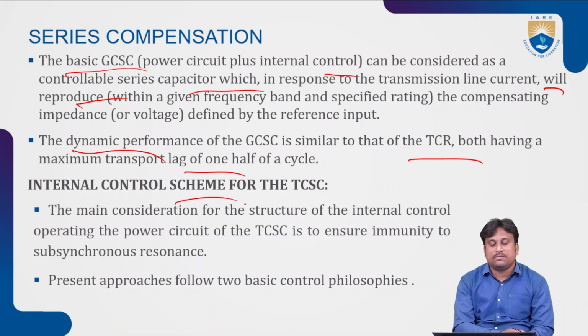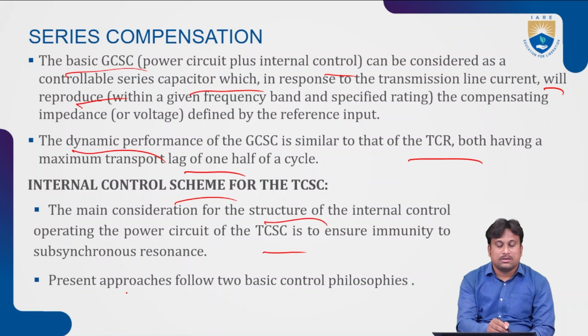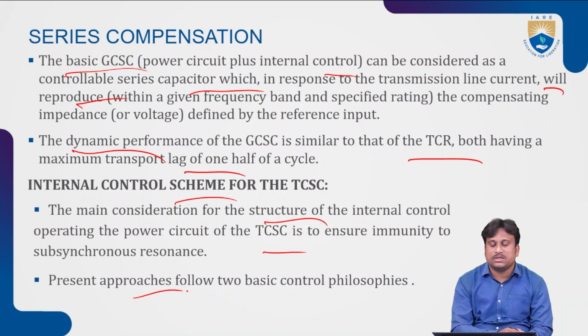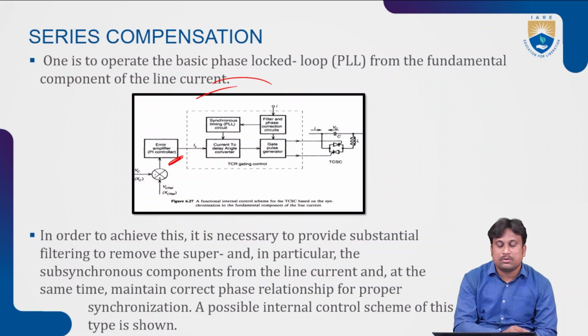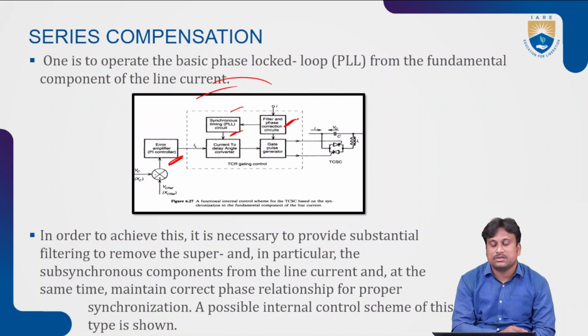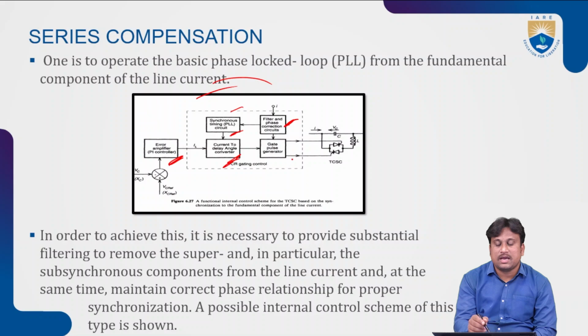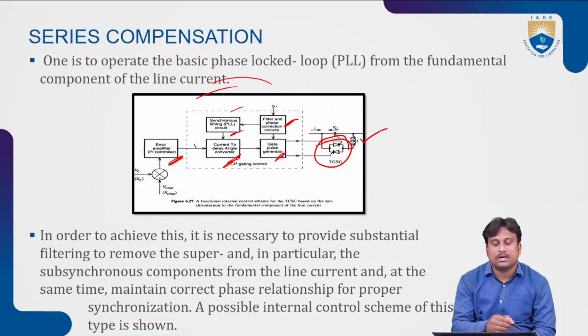So, the internal control scheme for the TCSC. The main consideration for the structure of the internal control system of the TCSC is to ensure immunity to subsynchronous resonance. The present approaches follow two basic control philosophies. One is to operate the basic phase lock loop from the fundamental component of the line current, with an error amplifier, PI controller, and a synchronous timing circuit. This is with filter and phase correction circuits. Then the current to delay angle converter generates the gate pulse. All this combination is connected to the inductor.